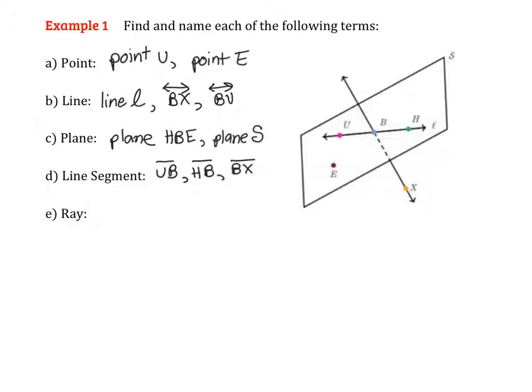And last is a ray. Remember, a ray goes from a point to an arrow. So maybe we'll do this ray, BH. Remember, you have to say the B first, and I can draw it like this. Or maybe I want to describe from here over, so I could say ray UH. I could say ray XB. Lots of different options here. Just make sure you start at a point and continue through the arrow.